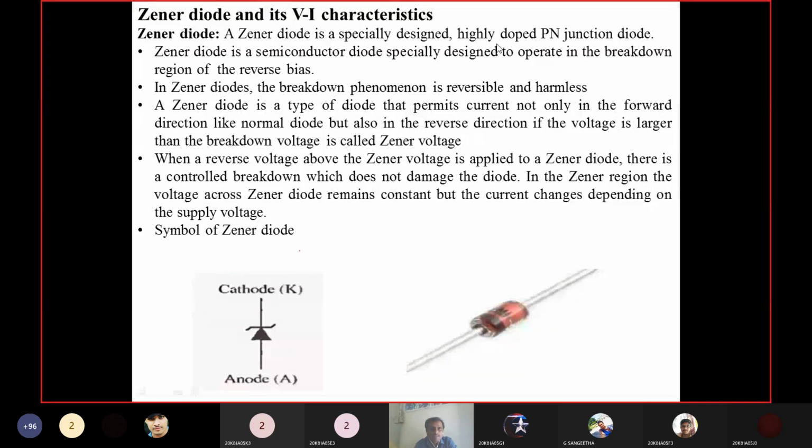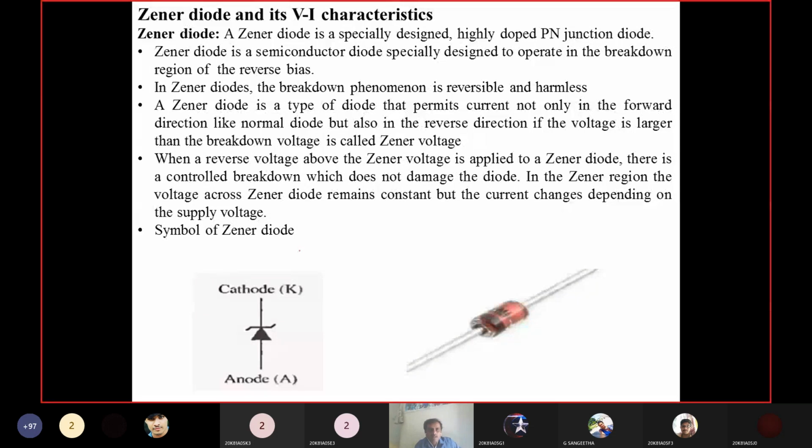Next point, a Zener diode is a semiconductor diode specially designed to operate in the breakdown region of reverse bias. Already we discussed the breakdown region. If you operate a normal diode at the breakdown region, it will be damaged. But a Zener diode does not get damaged. We will discuss why it will not damage at breakdown voltage.